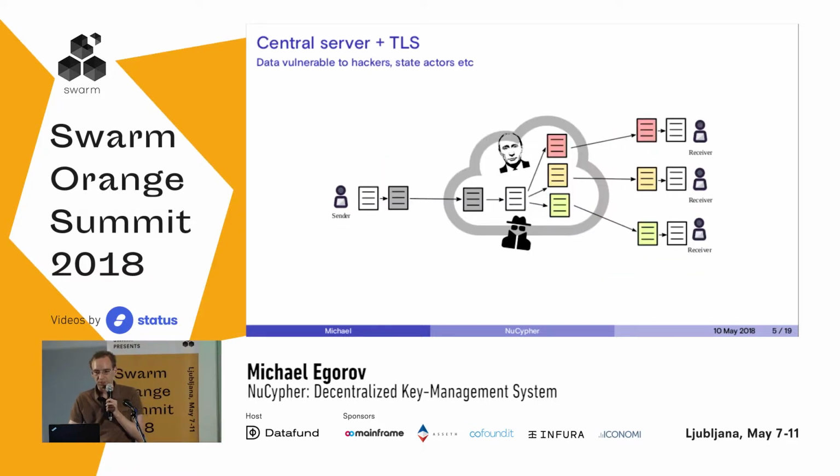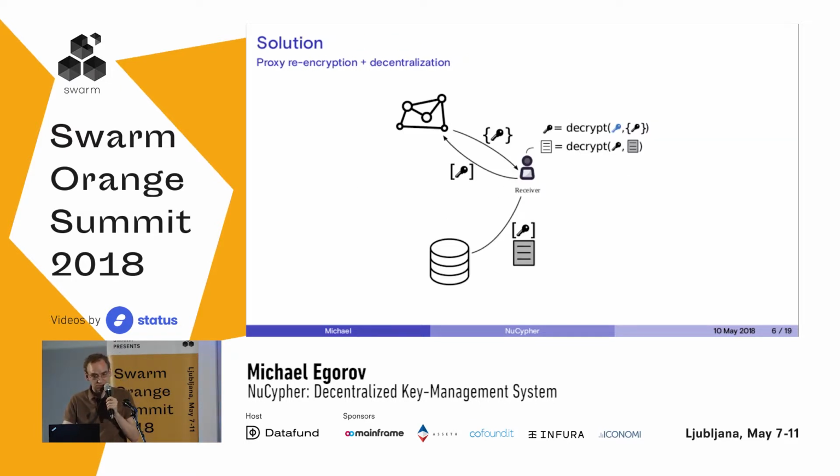Anyway, an easy way to solve it would be to use a centralized solution. That's what all the centralized services are doing today, and this has its own problems with eavesdroppers and so on, so you probably don't want to do that. So what do we do? We combine something called proxy re-encryption with decentralization. Since proxy re-encryption is not a well-known concept, I should explain it first.